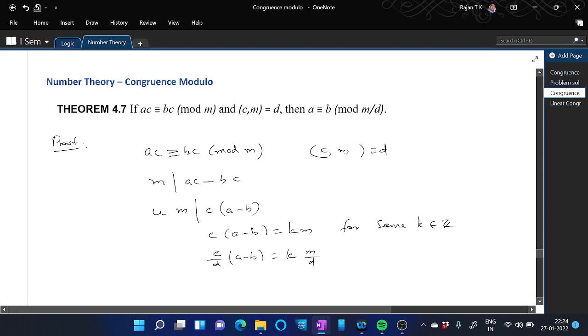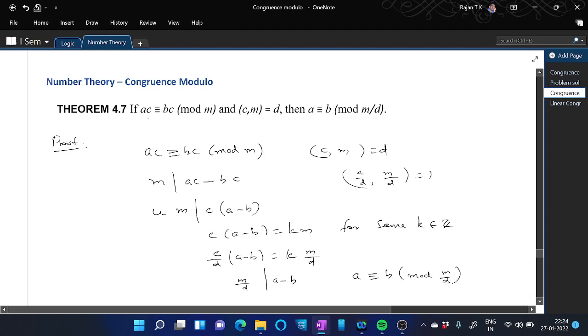Since C and M are such that GCD of C, M is equal to D, then GCD of C by D, M by D is 1. That is, C by D and M by D are relatively prime. So these two factors, C by D and M by D, are relatively prime, and at the same time C by D into A minus B is K times M by D, and therefore this shows that M by D divides A minus B. That is A is congruent to B mod M by D.